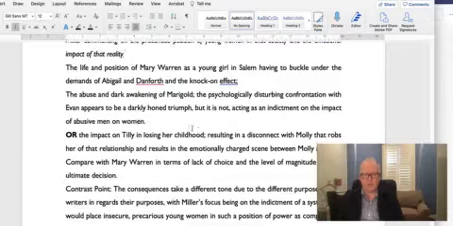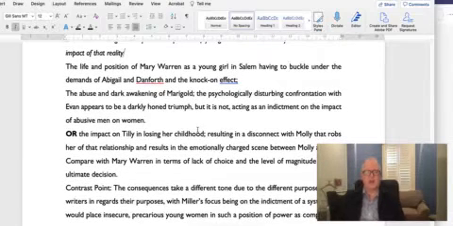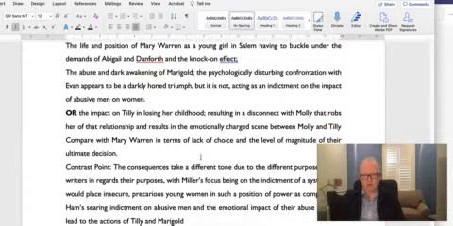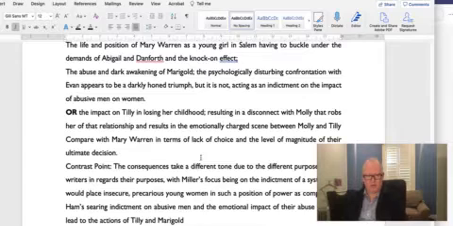And so now I'll be thinking about Precarious, and let's think about that whole idea about precarious. So I'll be thinking about the Dressmaker, the abuse and the dark awakening of Marigold, the psychologically disturbing confrontation with Evan, which appears to be a darkly honed triumph. It is acting as an indictment of the impact of abusive men on women, or the impact of Tilly losing her childhood, resulting in a disconnect with Molly that robs her of that relationship, and results in an emotionally charged scene between Molly and Tilly.